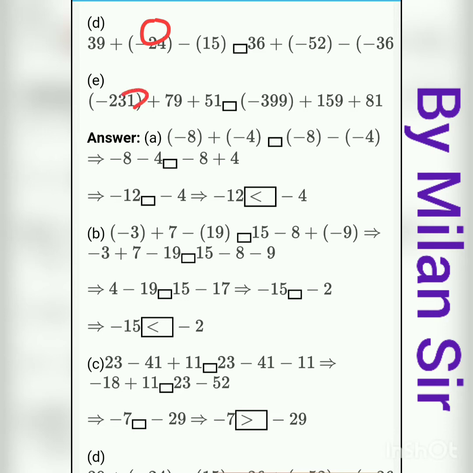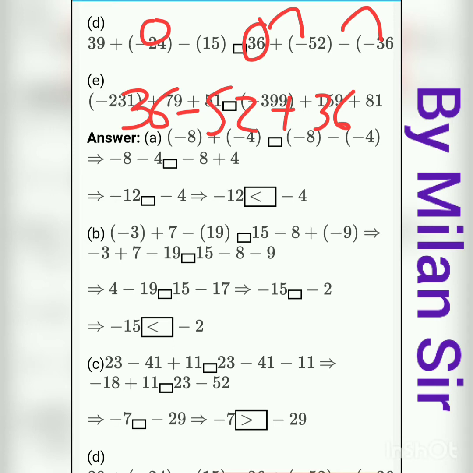Now right hand side we have 36. Here we have two signs, plus and minus, so plus minus minus, so here we need to write minus 52, right? First of all 36 as it is, then plus minus minus 52, and at last we have minus minus plus 36. Okay, at last minus minus plus 36. Okay, now we need to solve this.